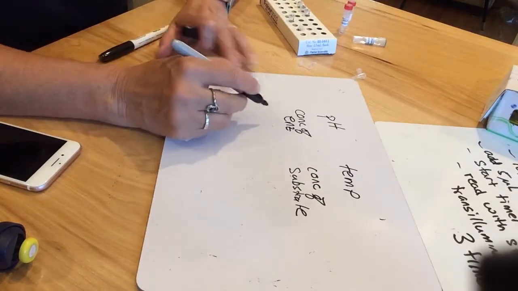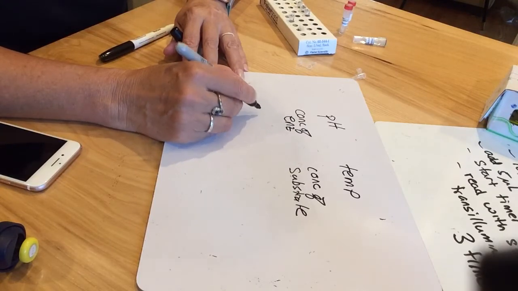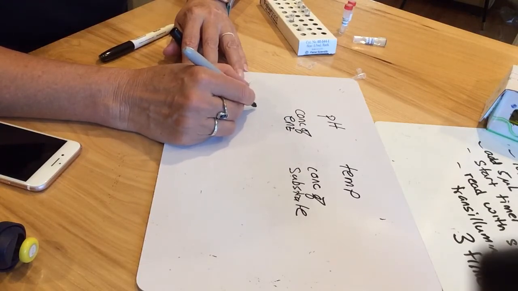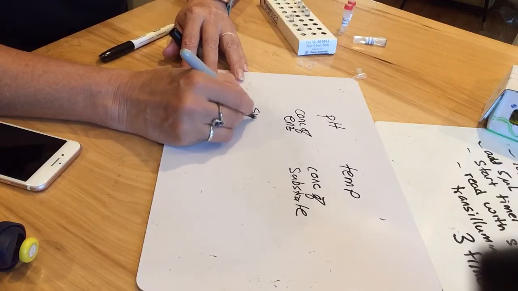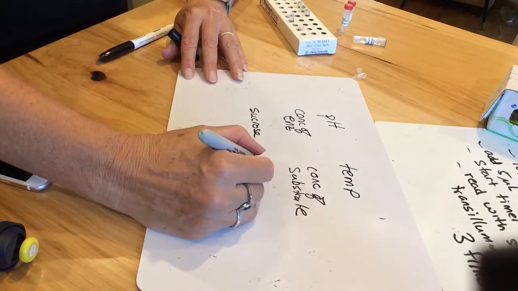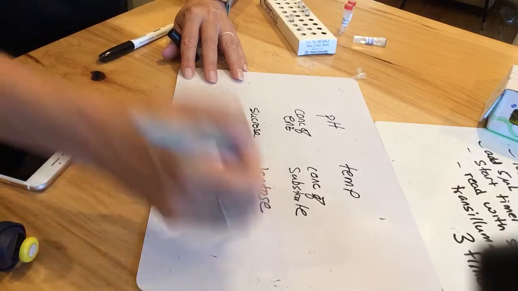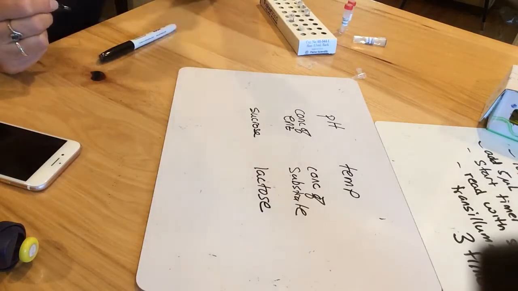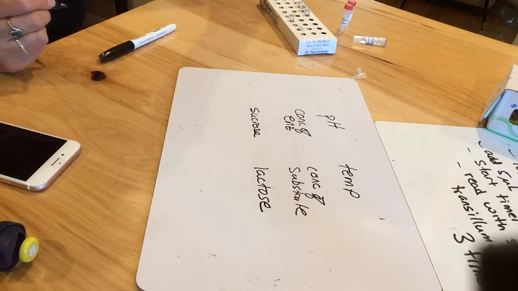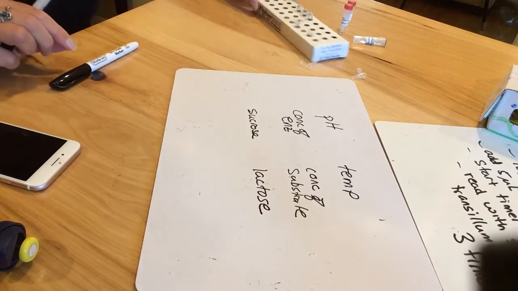And then there'll be another pair that will test 2 different inhibitors or potential inhibitors. So one's going to test sucrose as a possible inhibitor, and the other is going to test lactose, which is actually the actual substrate of the enzyme. So let me show you what those look like.